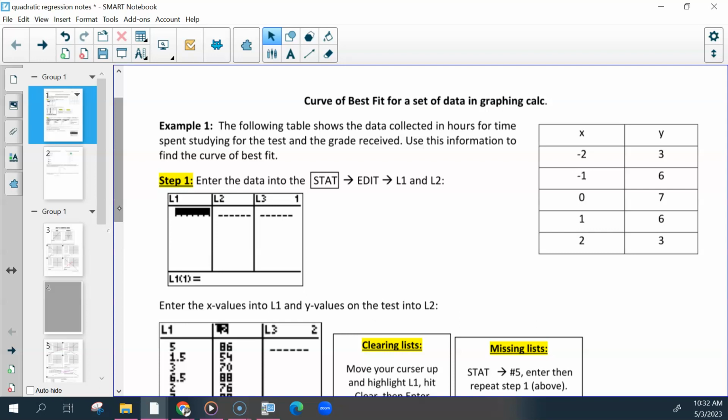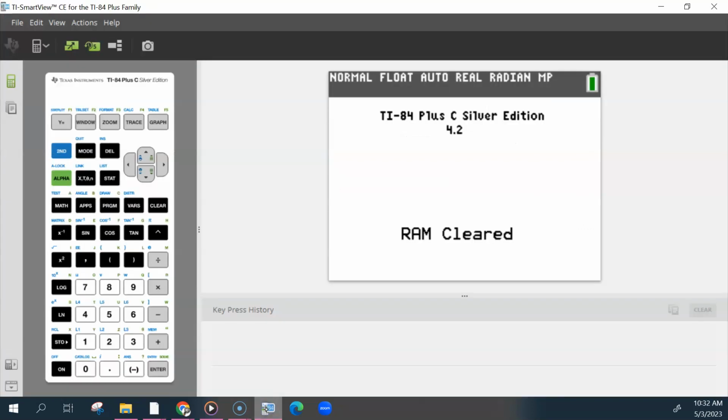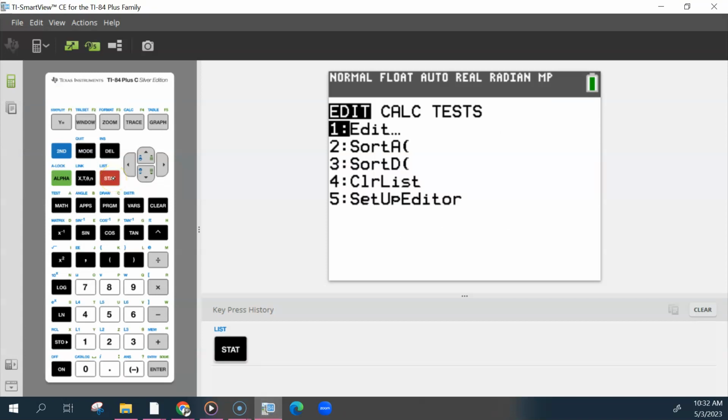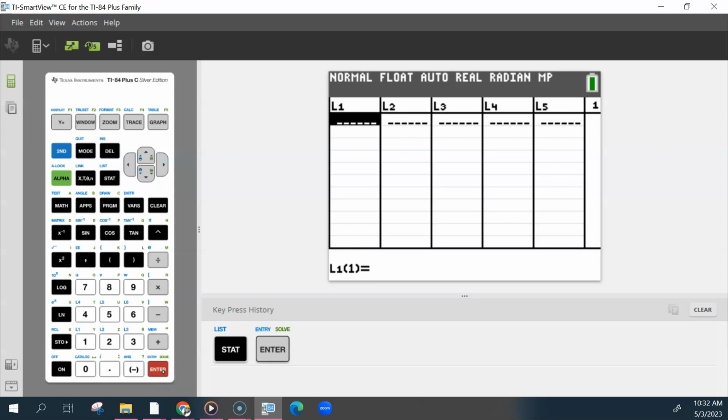So after you reset your calculator, you're going to go into stat, next to the arrows. And you're going to go into edit by hitting 1 or enter. Remember that all of your steps are on your notes if you get lost. Then you have a table on your notes. You're going to put the x values into L1 and the y values into L2. You can do so by putting in the number and hitting enter, or scrolling down and putting in the number, either or.